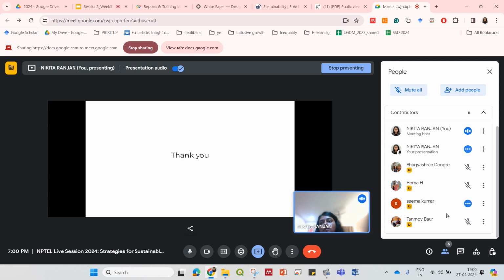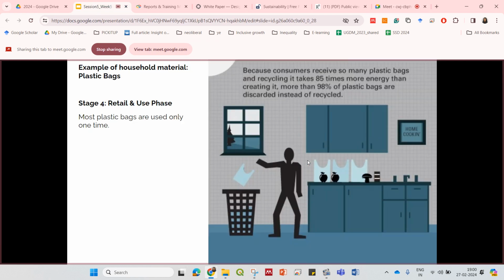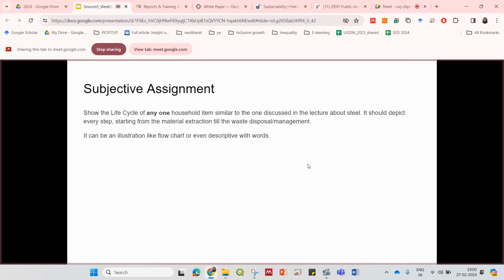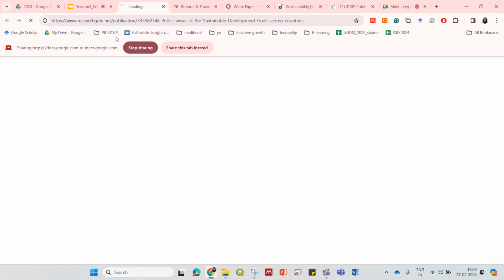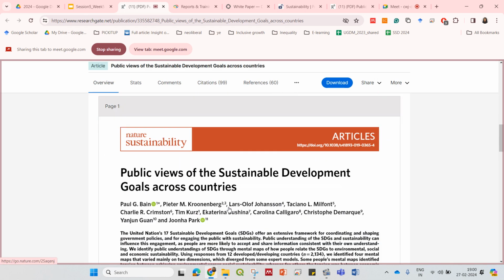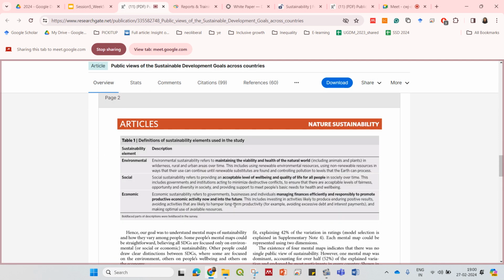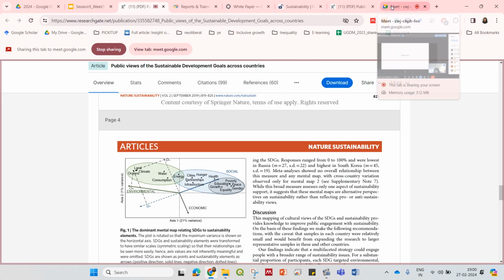I think you asked about mental mapping. Yes, I discussed that this is the mental mapping which I told. I told you about how mental mapping can be used, and I also shared this paper. If you go to this paper, you can see how they have created mental maps for SDGs across different countries. So you can go into all the details of how mental mapping for SDGs and sustainability can be done. Okay, ma'am. Thank you so much.